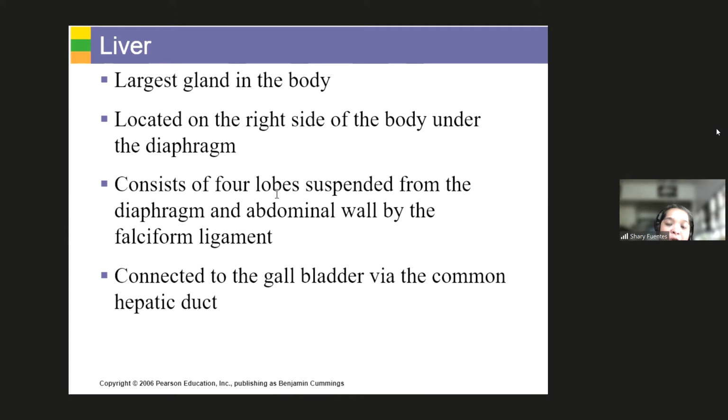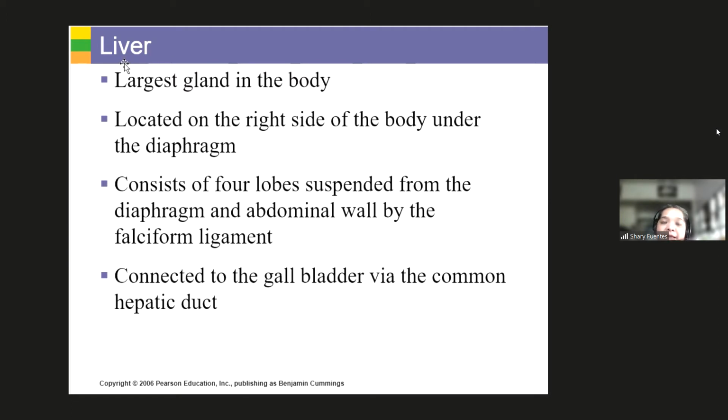It has four lobes that are suspended from the diaphragm and the abdominal wall by the falciform. So what holds them, that keeps them in place, is your falciform ligament. So this is the ligament that holds your organ in that area. So at underneath, sa bottom portion niya, it's a flat portion ang sa ilalim niyan, and that is connected to the gallbladder. And the gallbladder is connected to your liver through your hepatic duct. Okay? To the hepatic duct.